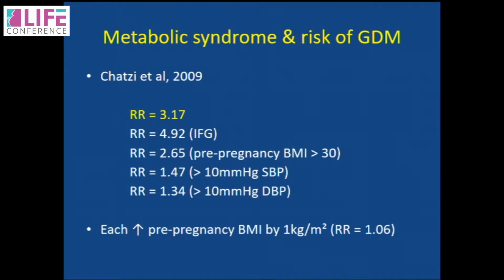For a pre-pregnancy BMI of more than 30, the relative risk of getting GDM was 2.65. And if they had slightly elevated blood pressures, they also had an elevated relative risk of getting GDM. Of note, for each increase in pre-pregnancy BMI of about 1 kilogram per meter squared, the relative risk goes up by 1.06. So by the time you get up to BMIs in the mid-30s and 40s, this is not a trivial figure at all.